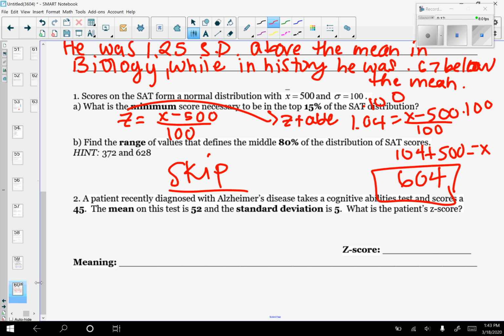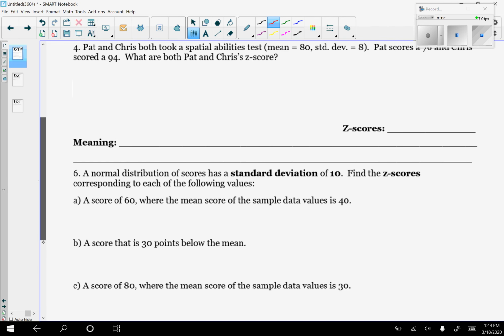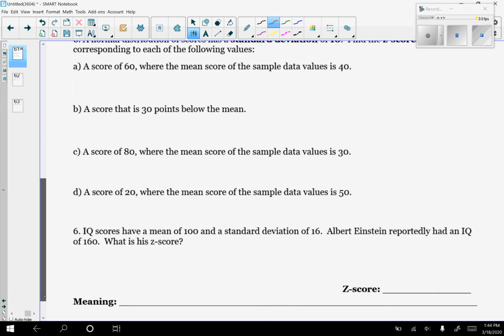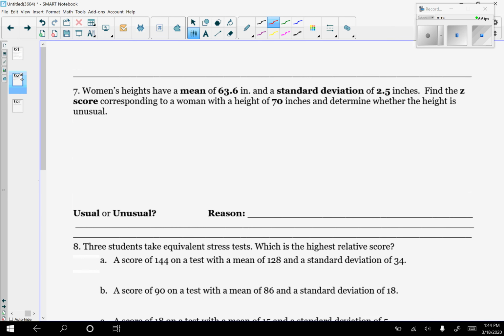Coming up to the next one here, you should be able to do the rest of these problems, so I want you to finish these out. You're just finding the z-score. So you're using the formula, your score, here the score is 45, minus your mean, divided by your standard deviation. Once you have that, you can find the z-scores on the next couple pages. You should be able to complete these all the way out. They should not take you a lot of time at all.